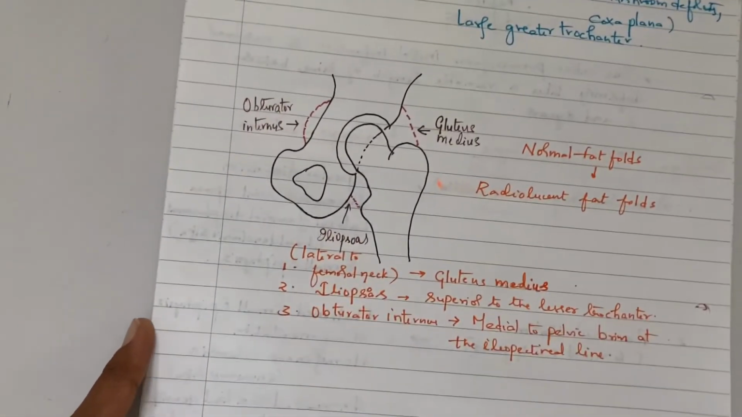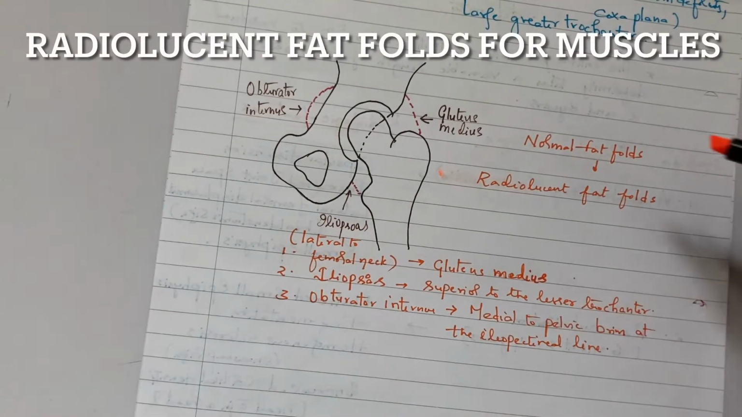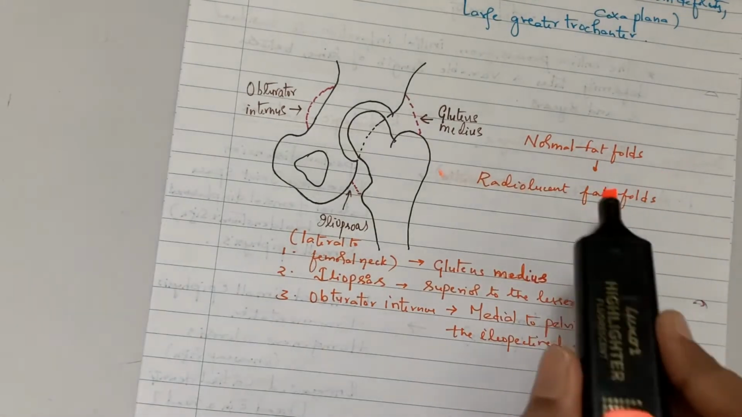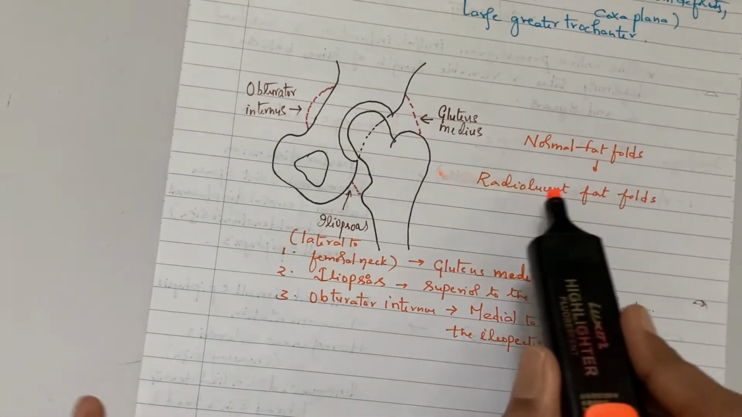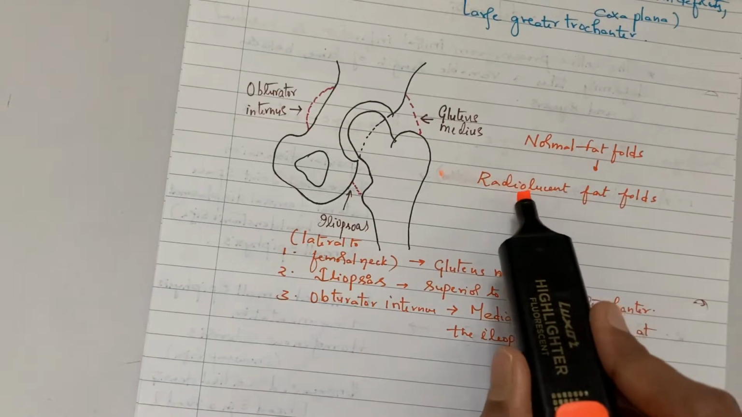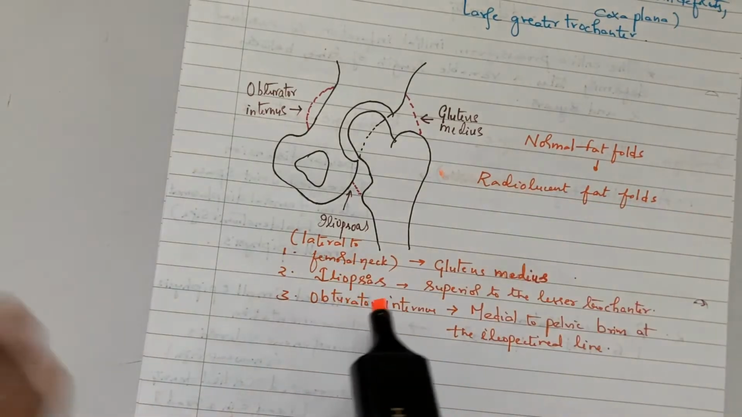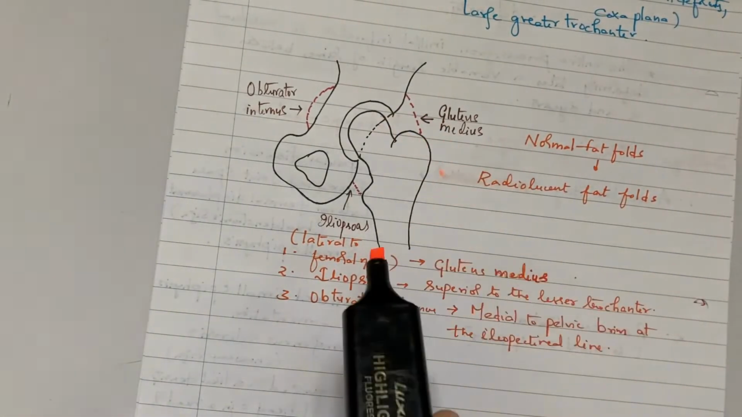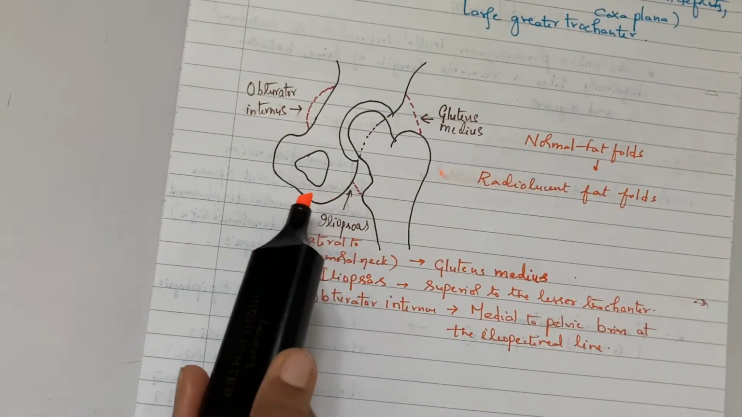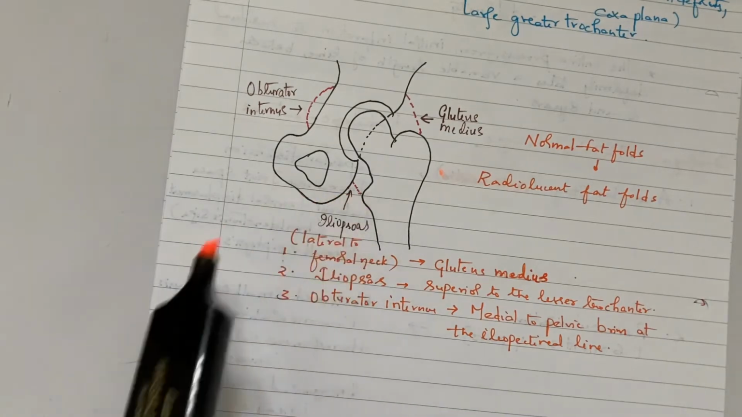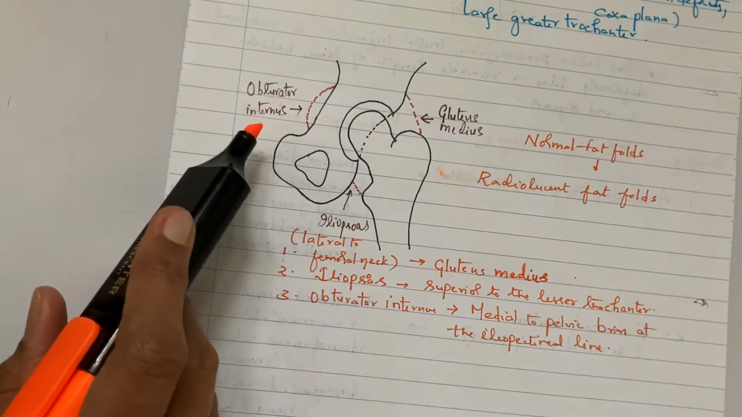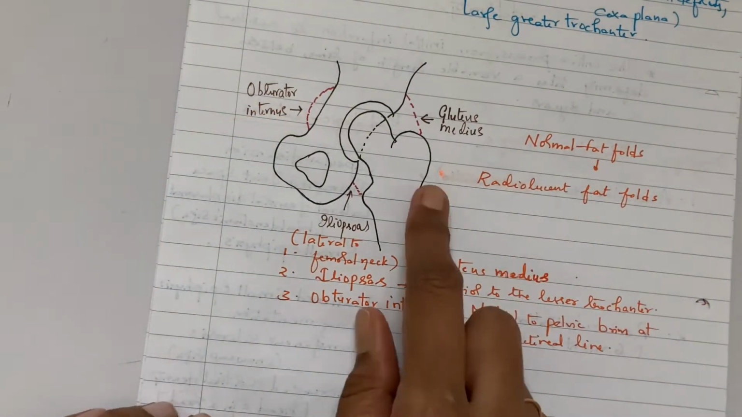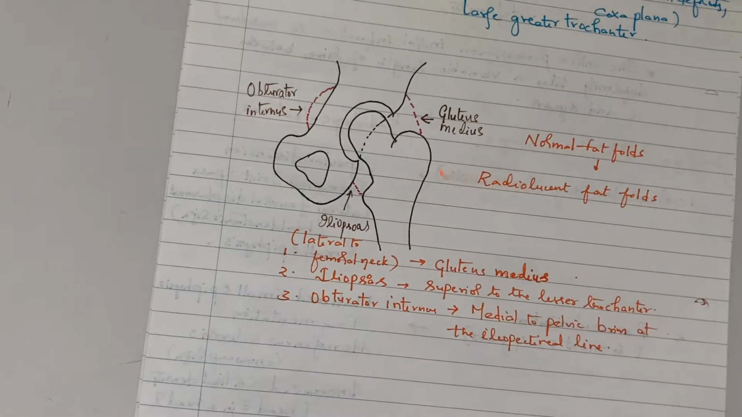Before going to the radiological features, I'll be telling you about the normal fat folds. This is part of the hip joint. Normal fat folds will be present in all hip joints. In hip joint X-rays, normally there are radiolucent fat folds. We have 3 here. One is the gluteus medius, located lateral to the femoral neck. Another is the iliopsoas, superior to the lesser trochanter. And the obturator internus is medial to the pelvic brim at the iliopectineal line. So we will see in the radiological features what happens to these fat folds.